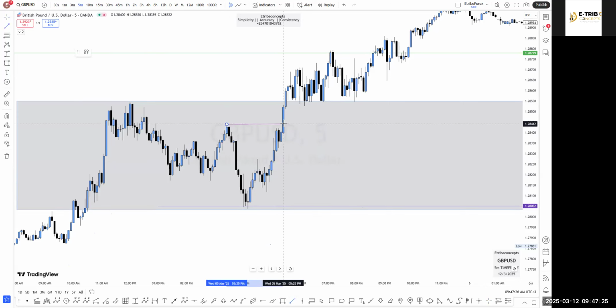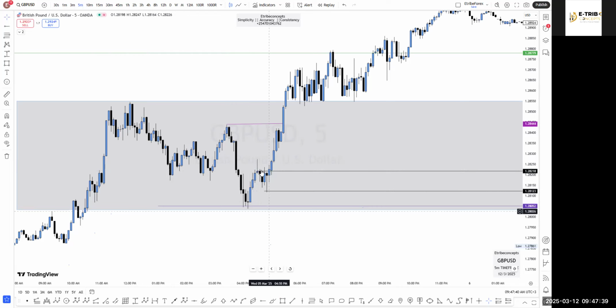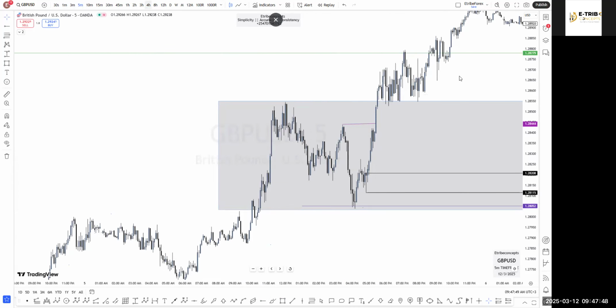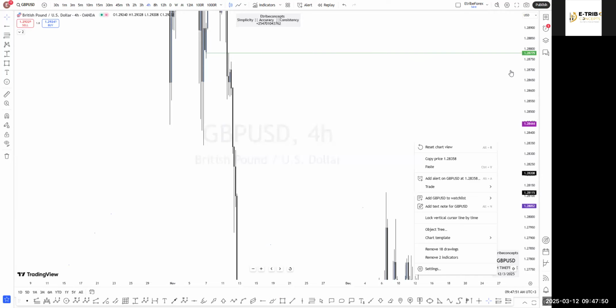Inside that area on 5 minutes for refinement, I will consider to have my entries for buys. Once price comes here, I'll consider to have my entries inside this particular point. I can refine further and have my entries here for buys. And now let's just go to 4 hours and see if you have any clarity.